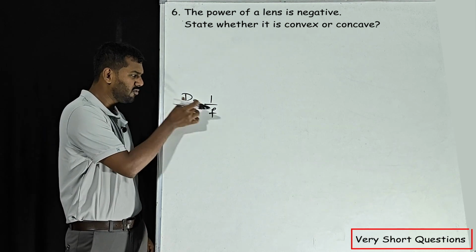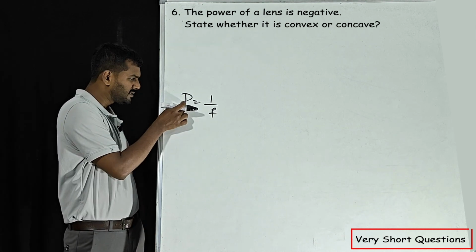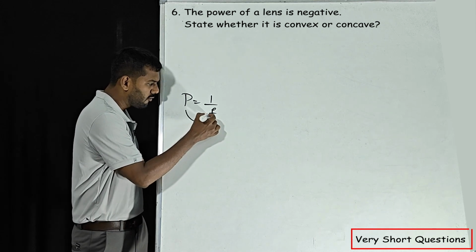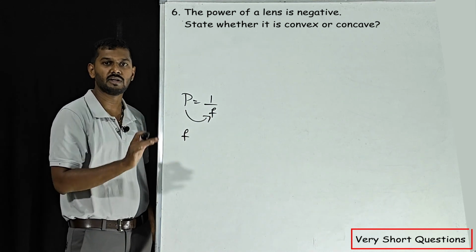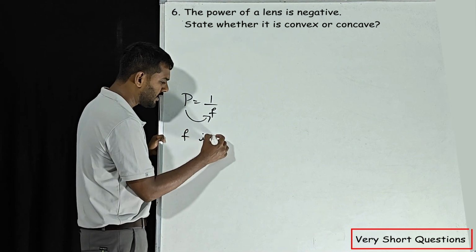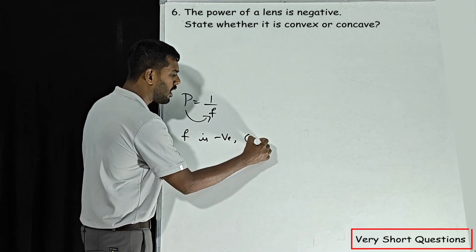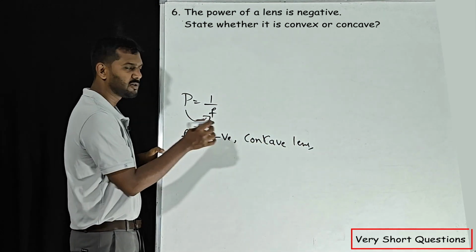So in this question, power of a lens is negative. If focal length is negative, this will also be negative. So they are saying power is negative. So if power is negative, that is because of focal length. Focal length is negative for what? This is the first question we have learnt in the theory solution, right? So focal length is negative for concave lens. So power will also be negative.